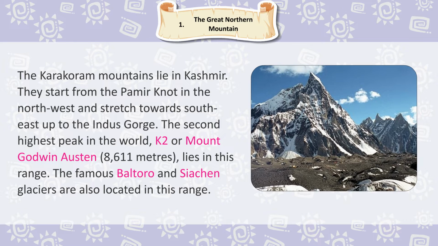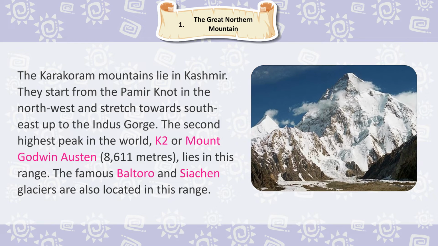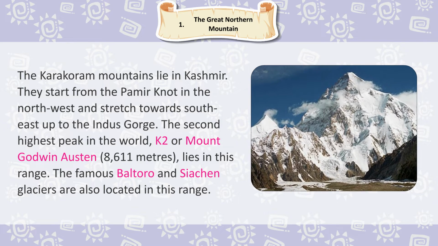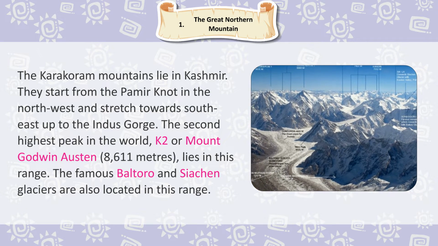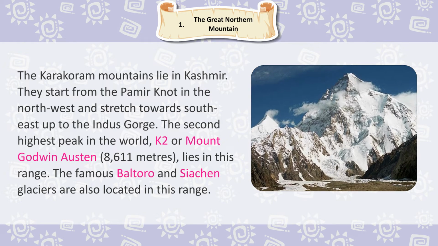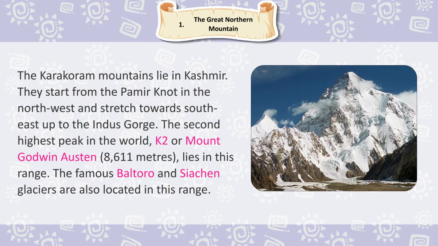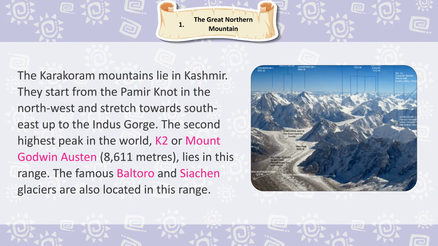The second highest peak in the world, K2 or Mount Godwin Austen, 8,611 meters, lies in this range. The famous Baltoro and Siachen glaciers are also located in this range.